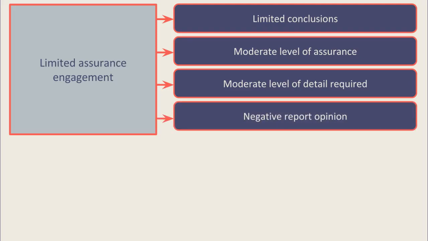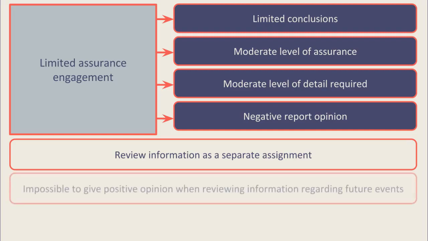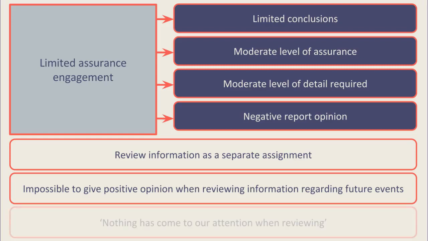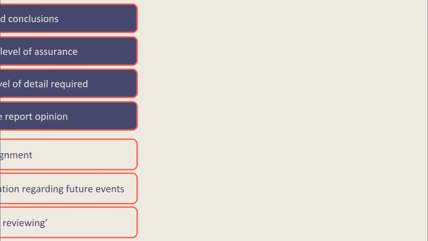Auditors may provide other services to their clients and may be asked to review information for them as a separate assignment. Therefore, to review something for a client requires less detailed work in comparison to an external audit. Also, when reviewing information regarding future events, for example a review of a cash flow forecast, it is impossible to give a positive opinion as we cannot predict future events. The wording is different in a negative opinion. Typically, the term "nothing has come to our attention" when reviewing is used in this type of report.